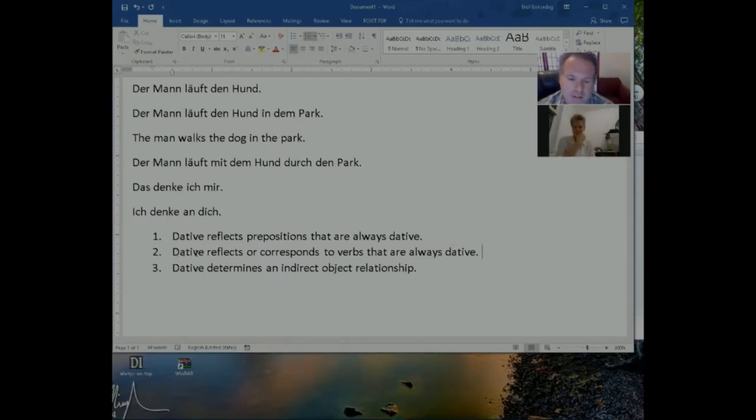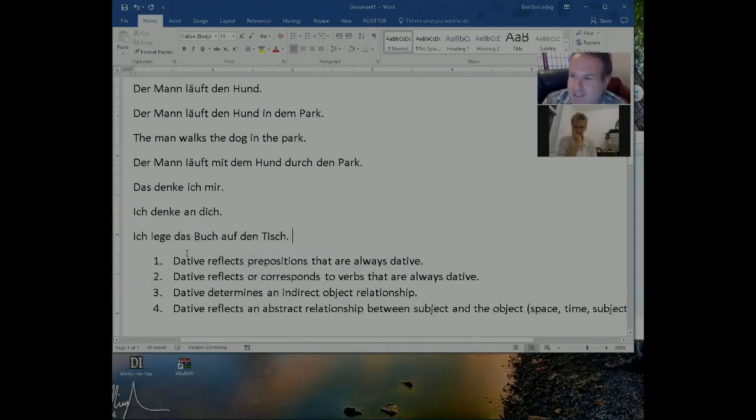That's the second rule, because certain verbs are always dative, whereas other verbs are both dative and accusative, as we've seen here with denken. But some verbs are always dative, and then you have to memorize which verbs are dative. I have a list of the most common ones. Now, third, dative determines an indirect object relationship.